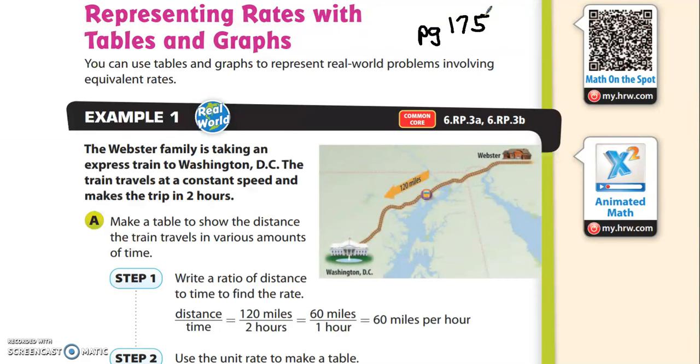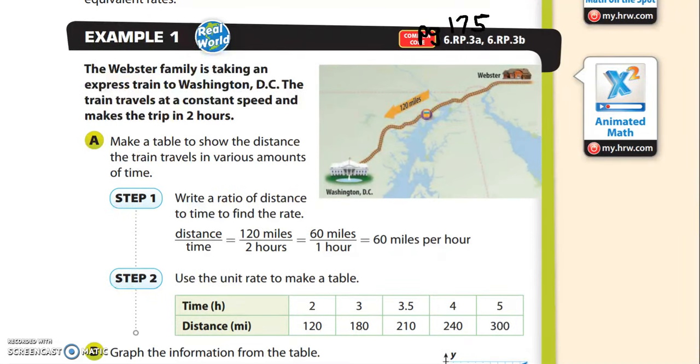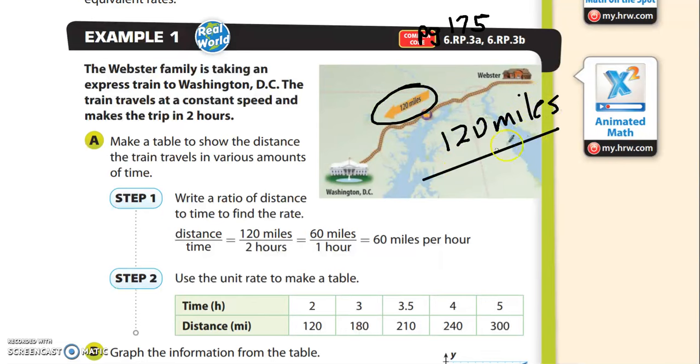All right. So the reading. You can use tables and graphs to represent real-world problems involving equivalent rates. Example 1. The Webster family has taken an express train to Washington, D.C. The train travels at a constant speed and makes the trip in 2 hours. If you look at the picture, it says 2 hours and it goes 120 miles. So those are the two terms, 120 miles and 2 hours. That's what you know. And from that little piece of information, we can create a complete table and a complete graph.